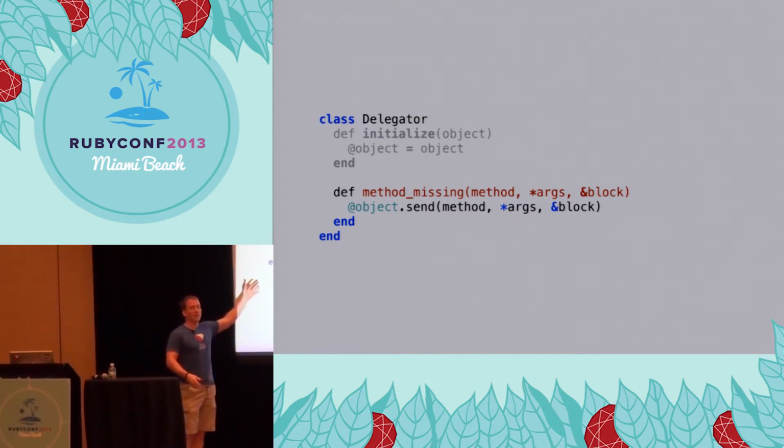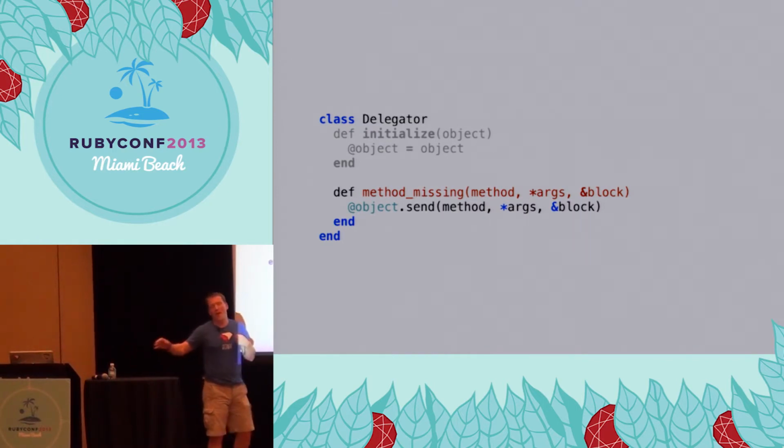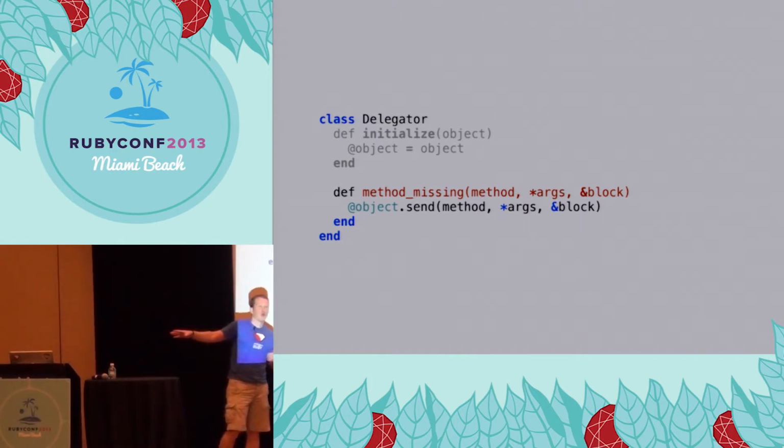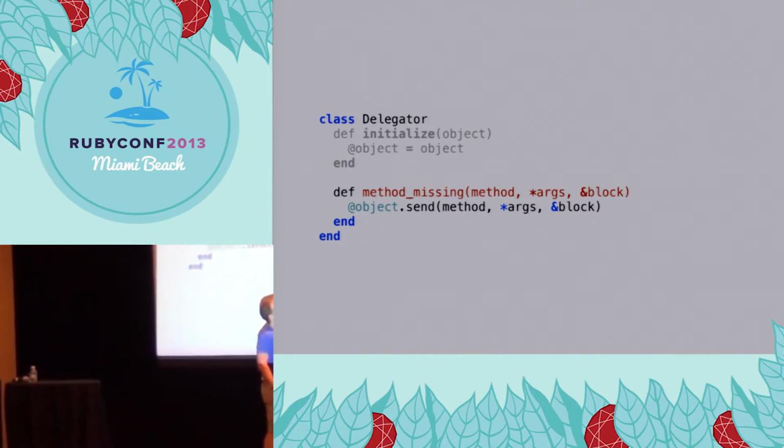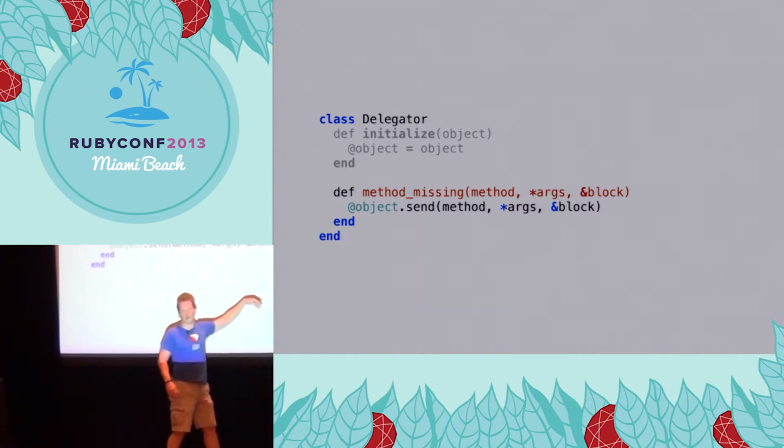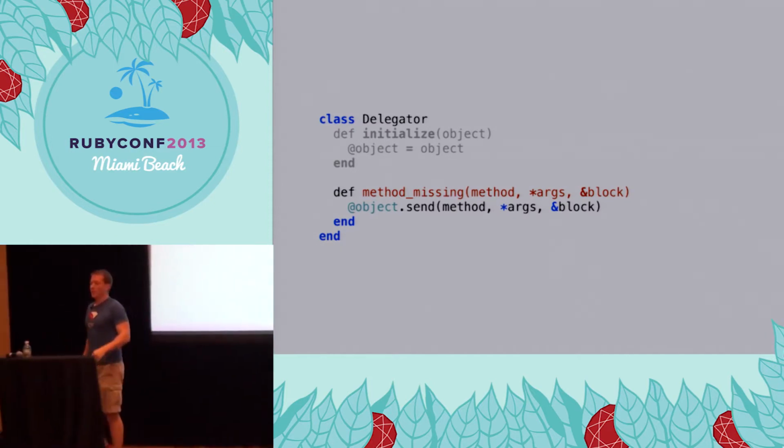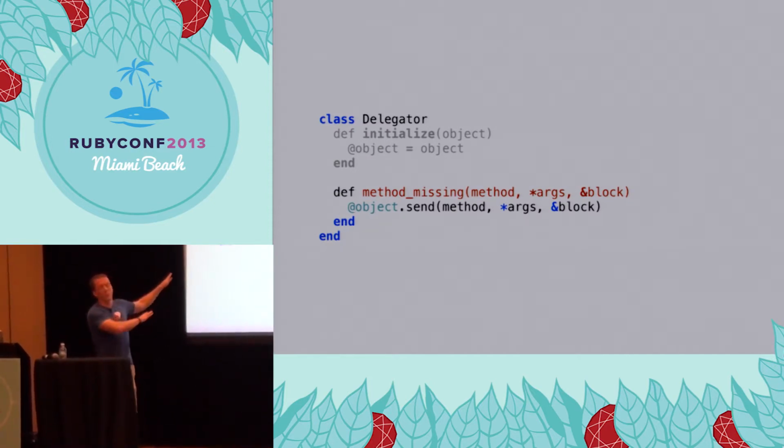And so you can define how you want to handle this. And what this does is it says, all right, I've got a reference to a separate object, and I'm expecting that object to know what to do with this. So I'm just going to take the name of the method that came in, any arguments in the block, and just pass it along that way. Whatever happens, happens. So that's my simple, dumb implementation of this, right?